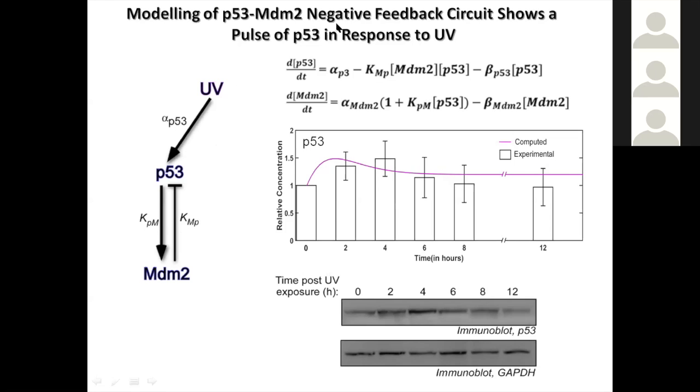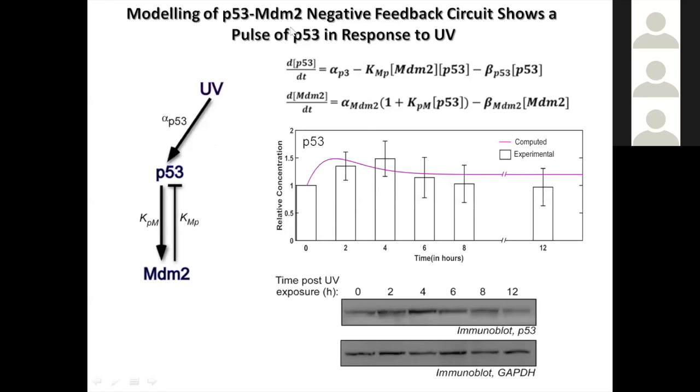Okay, so what are these terms? If we look at the differential equation, we will know what these are. So differential equations describing gene expression are these very simple terms where alpha is a term expressing the rate of synthesis. So this is alpha P53, which represents the rate of synthesis, and beta P53 is the rate of degradation.